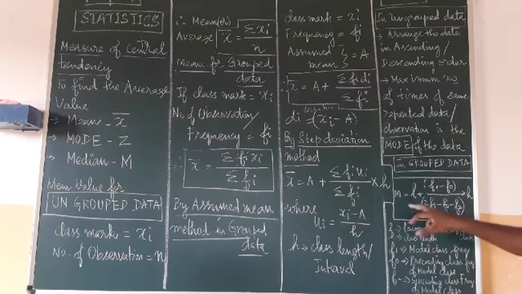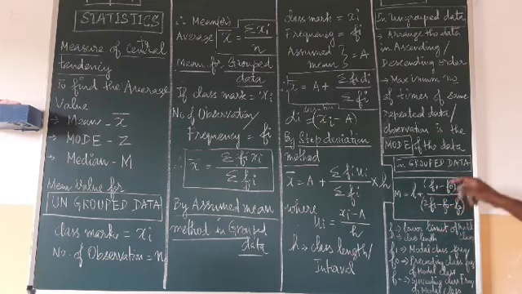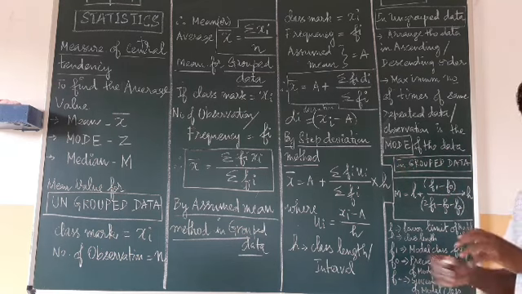So in grouped data, mode will be calculated by using the formula L, the lower limit, plus modal frequency minus preceding frequency upon 2 times modal frequency minus preceding frequency minus succeeding frequency, into class length. These are the formulas we are going to apply in statistics. And another thing, median is there, which will continue in the next class.